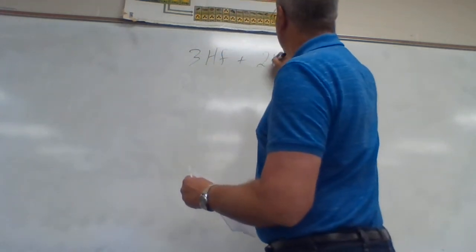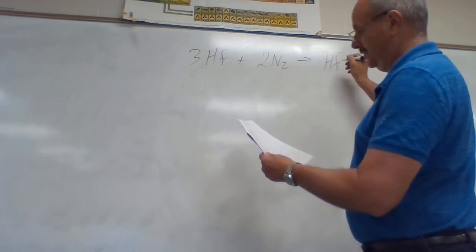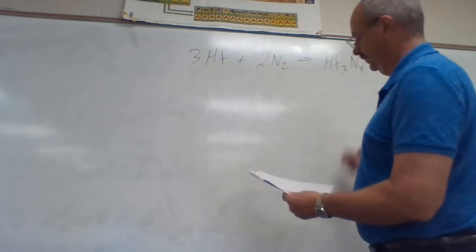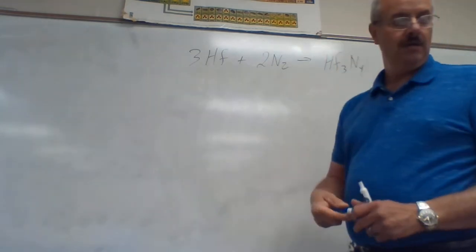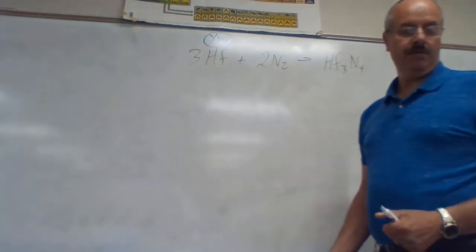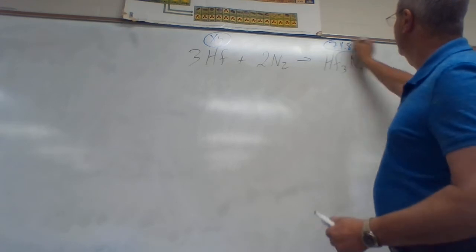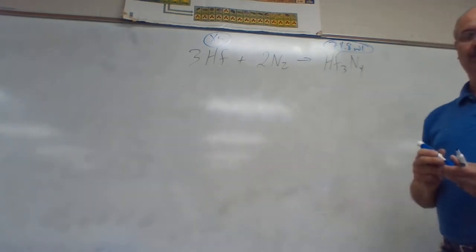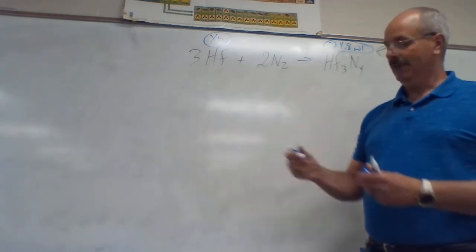We need this equation, 3HF plus 2 nitrogen forms HF3 and 4. All right, and then the question says we want to find X grams of this guy, given that we know we have 74.8 moles of this guy. So again, we start with the one that's got a number. That's this guy. He's got 74.8 moles. And we're trying to get to that one.